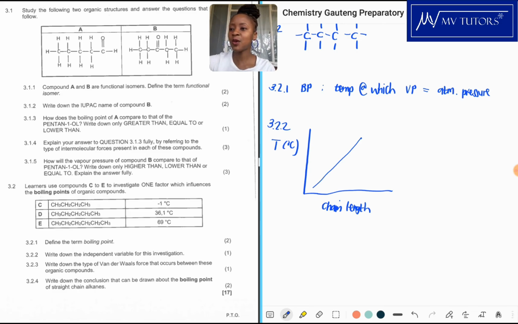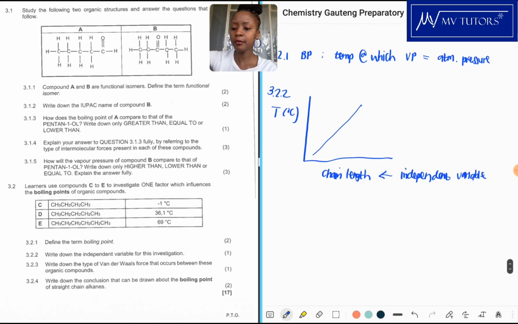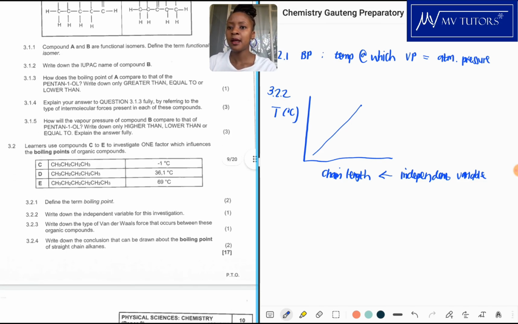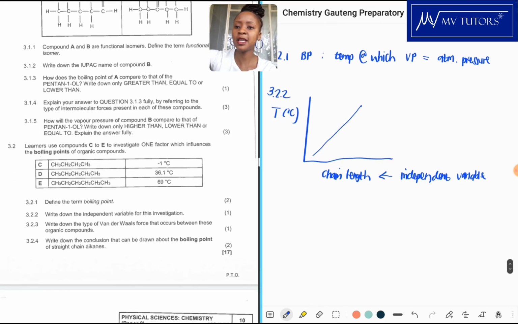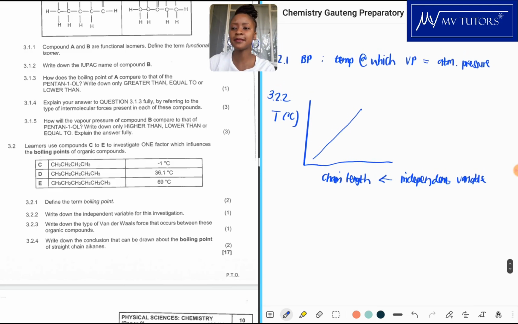Okay. So what is the independent variable for this investigation? I would say chain length is your independent variable. Or if you would like, you could have said the number of moles, because as the number of moles increase, your temperature also increases. So that's the independent variable. Yeah, so chain length, or number of moles, or molar mass, whatever.